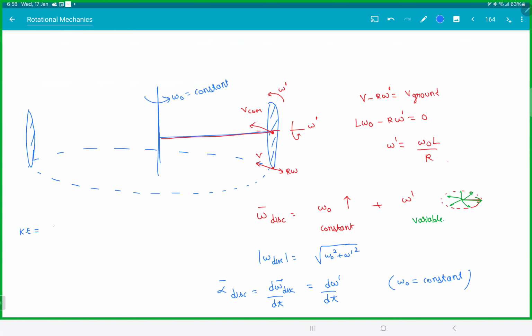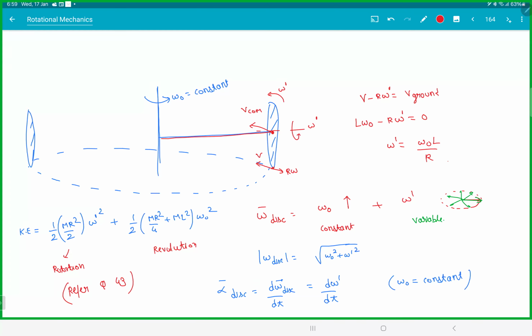So kinetic energy will be half m r square by 2 omega dash square plus half m r square by 4 plus m l square omega naught square. This is the kinetic energy of rotation. This is the kinetic energy of revolution. If you want detailed working, you can refer to question 43. It was the same thing. In that question 43, there's a rod also. Here, the rod is massless, so we ignore the moment of inertia of the rod.